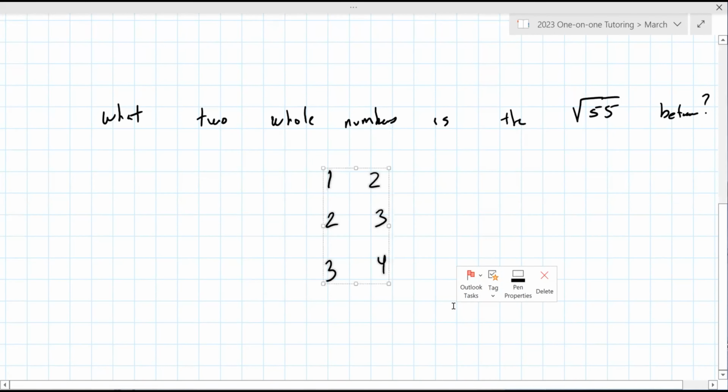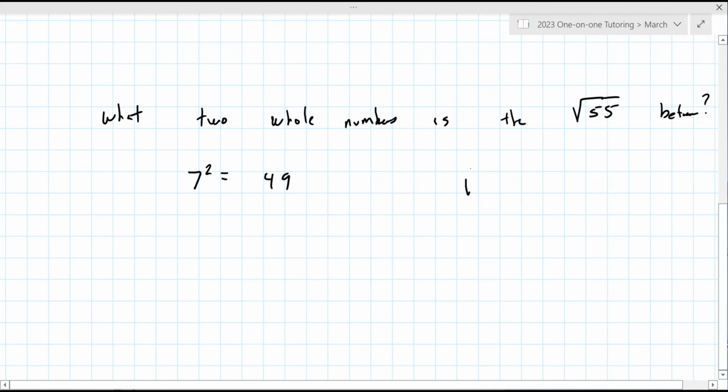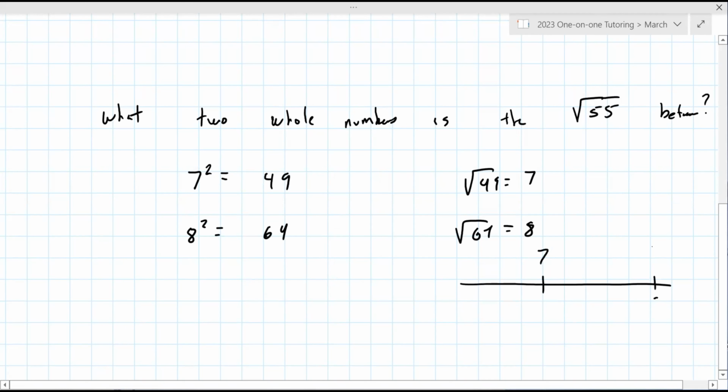What is 7 squared? 7 squared is 49. Okay, so the square root of 49 is? It's 7. What is 8 squared? 64. And the square root of 64 is? 8. So on a number line here, if this is 7 and this is 8, this is really the square root of 49 and the square root of 64.